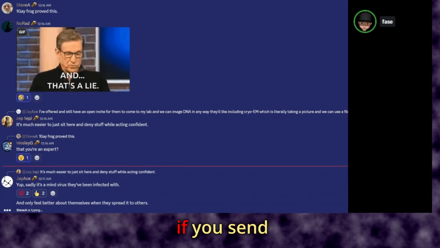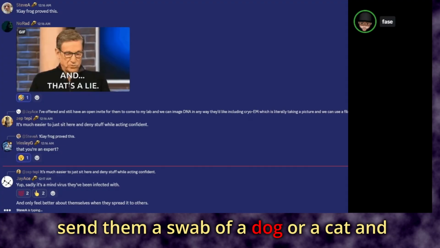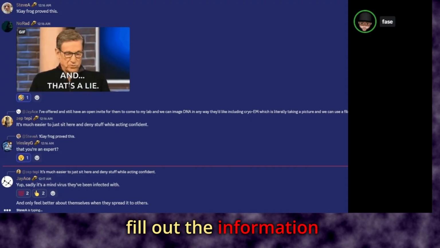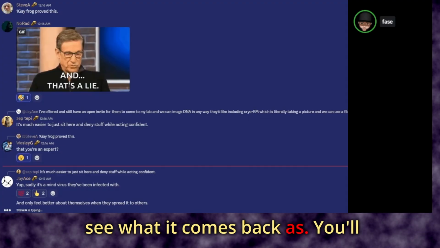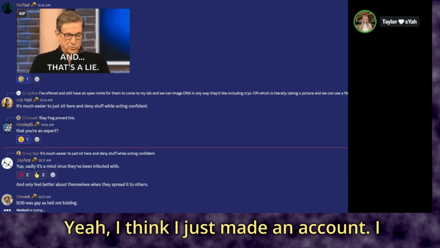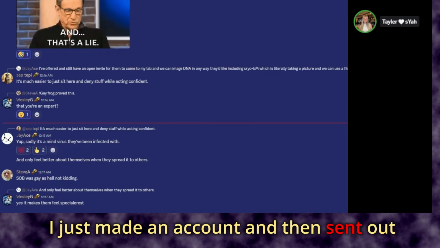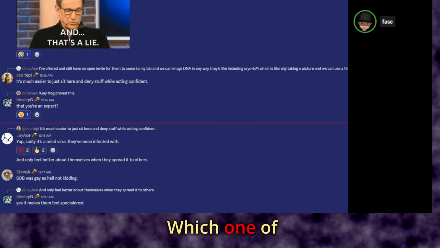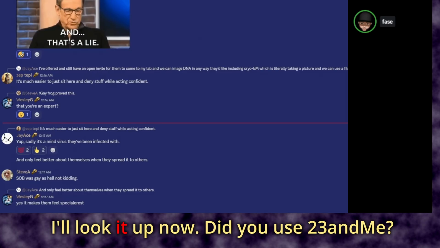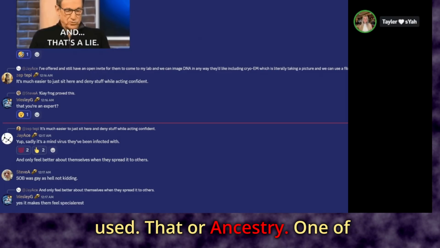Exactly. So next time, send them a swab of a dog or a cat and fill out the information about yourself and see what it comes back as. You'll probably get the same results. That's a good test. Yeah, I think I just made an account. I don't think I filled out a form with my information. I just made an account and then sent off the swab. Which one of those services did you use? I'll look it up now. Did you use 23andMe? I can't remember which one I used. That or Ancestry. One of those. Maybe 23andMe.